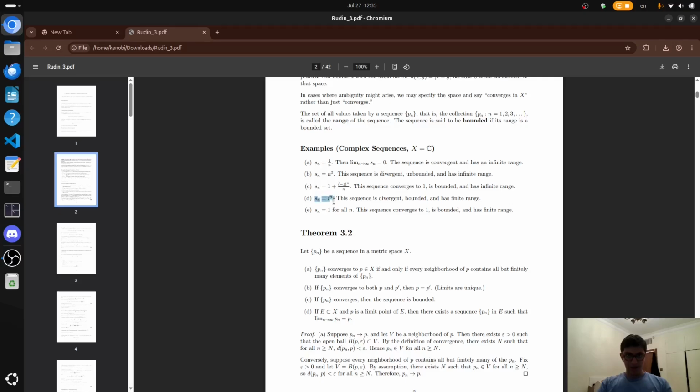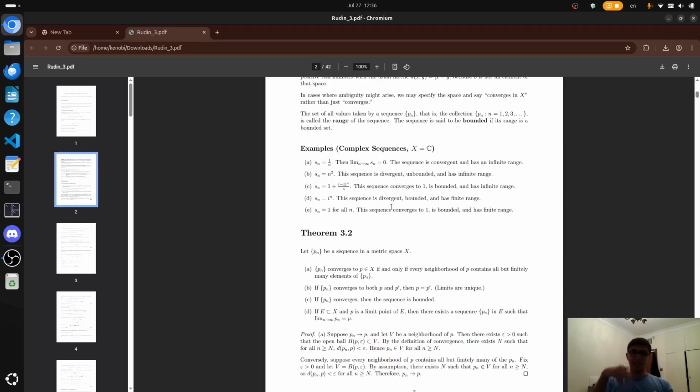S of n equals i to the n, i being the complex number, the square root of negative 1. The sequence is divergent, bounded, and has finite range. It's divergent because it keeps alternating between values. When you square i, it gives you negative 1. Then i cubed gives you negative i. It's basically a 90 degree rotation, right? Yes, multiplying by i is a 90 degree rotation in the complex plane.